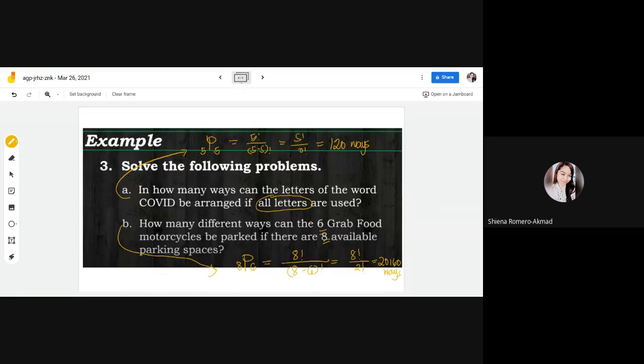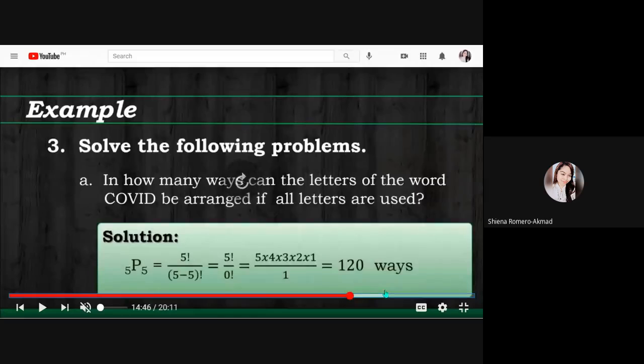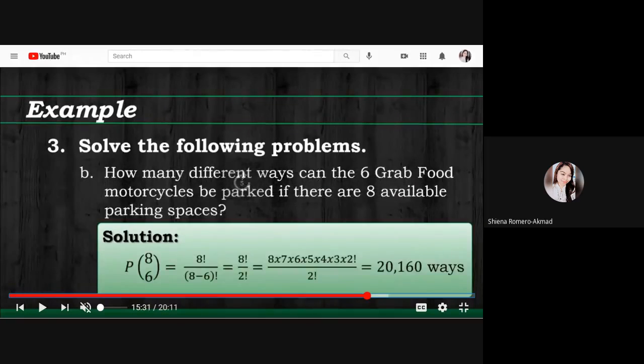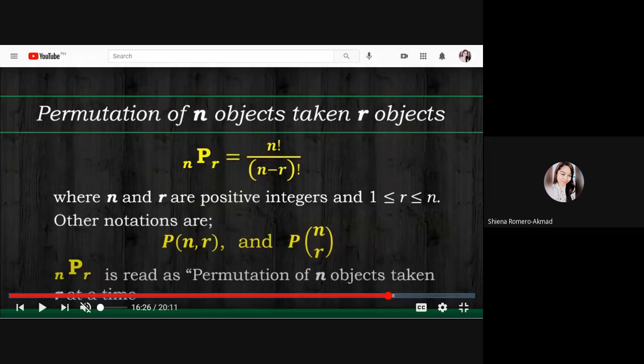Okay, so let's look at the solution. We have 120 ways. The other one is 20,160 ways. Okay, so don't forget the formula. That's permutation. Ang basa dito sa nPr na to is permutation of n objects taken r at a time, which is equal to n factorial divided by n minus r factorial.